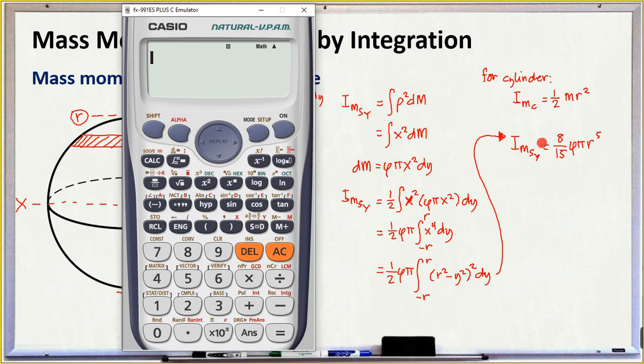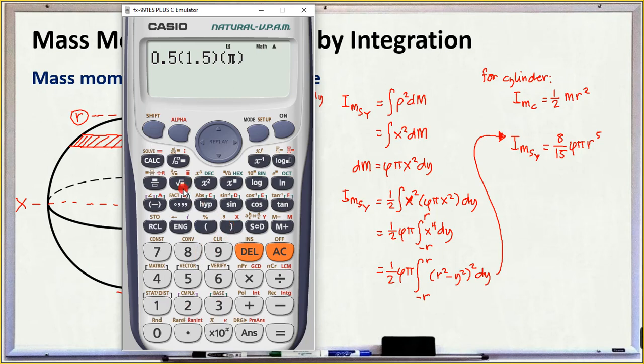Basically, the outcome here is 8 over 15, this is density pi r to the fifth. So what we put here is 0.5. Okay, again, this is 0.5. Let's try another value, no? Let's say density is 1.5. Then shift pi.